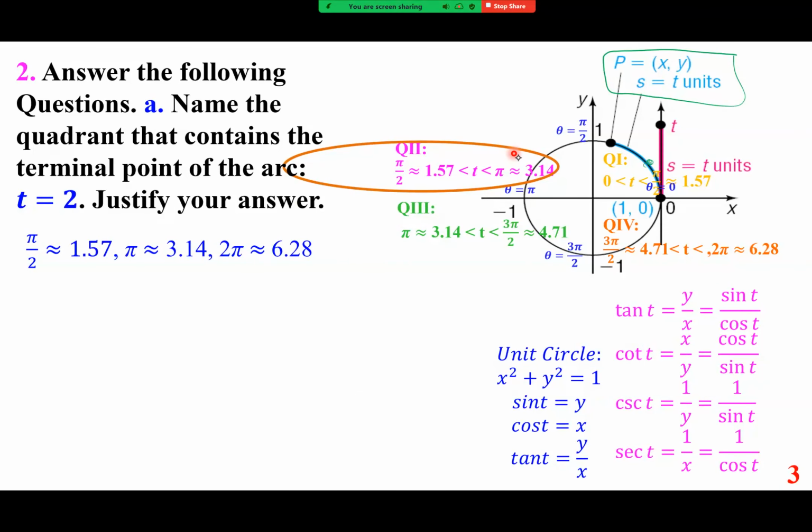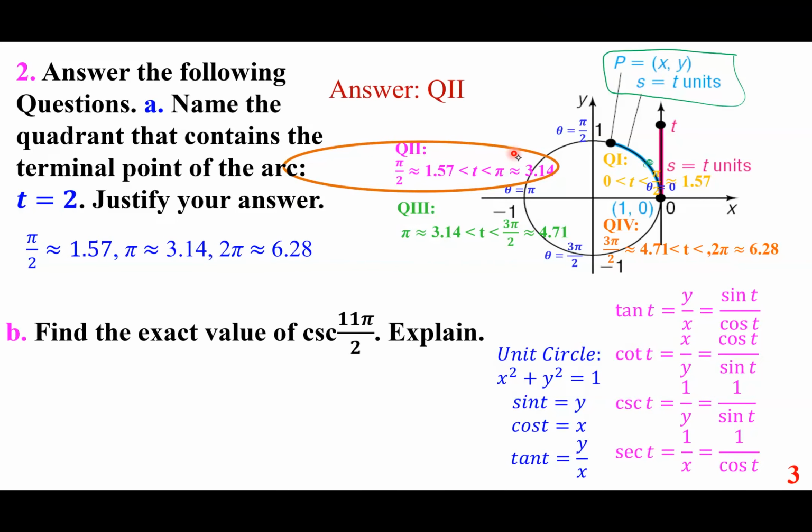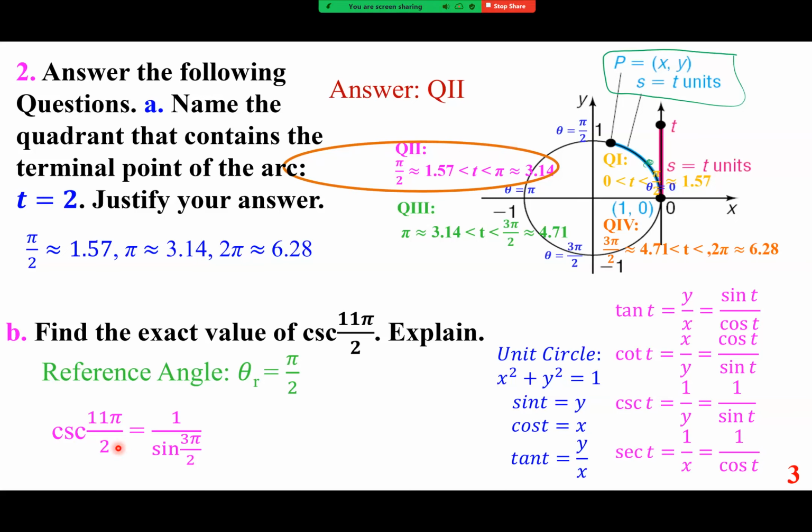So now, again, a lot of information here. I want to go over the synopsis of that. Find the exact value of cosecant of 11 pi over 2. And we should recognize that the reference arc is pi over 2 and cosecant is 1 over sine. Okay, so 11 pi over 2.